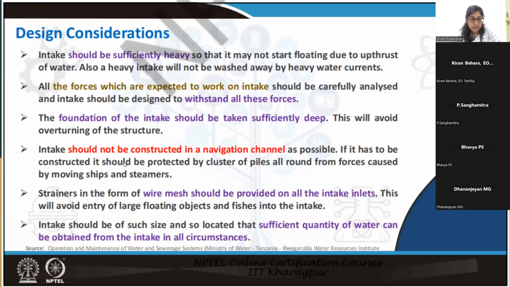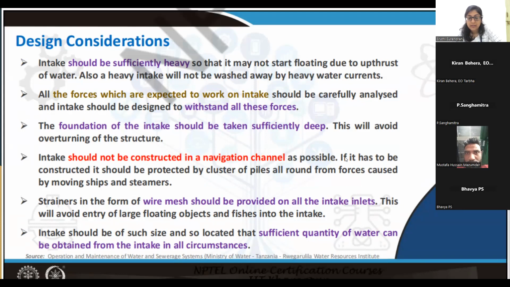So here, if you see in this point, generally an intake should not be constructed in a navigation channel. Now, suppose it is constructed, then we have to provide a cluster of piles around this intake structure, so that when boats or ships are moving across it, the force of the water is not affecting the intake structure. So the option is C.